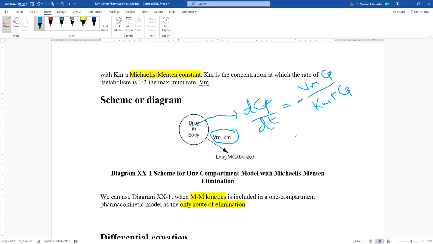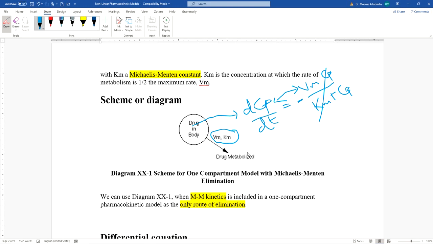Again, what is the unit here? The unit will be concentration per time. So Vm must be concentration per time; these units must always be the same. Km and Cp have the same units of concentration, so concentration divided by concentration, the units disappear. We remain with the unit of Vm, which is the same as the unit of concentration per time.